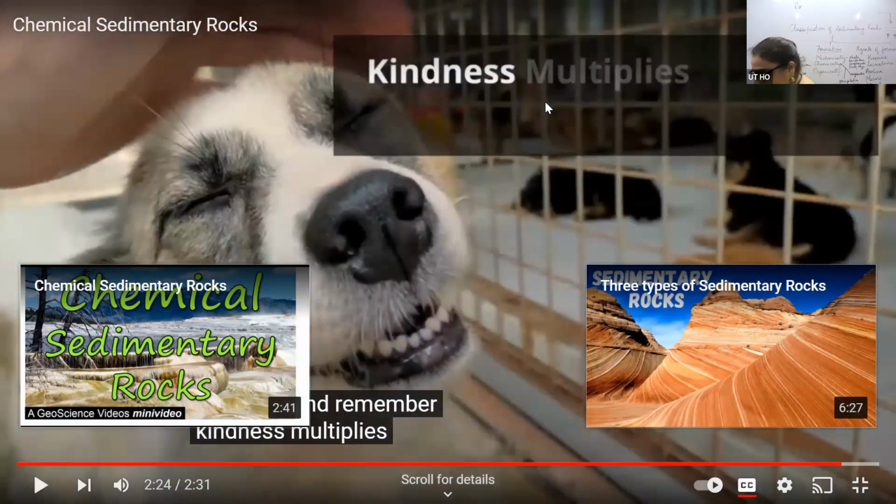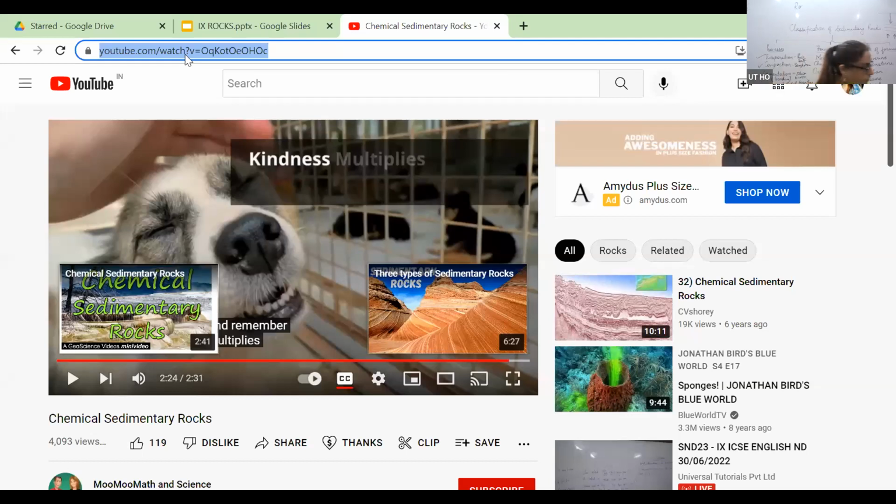Which example? We'll see one more where we are seeing the formation of some rock. Examples.